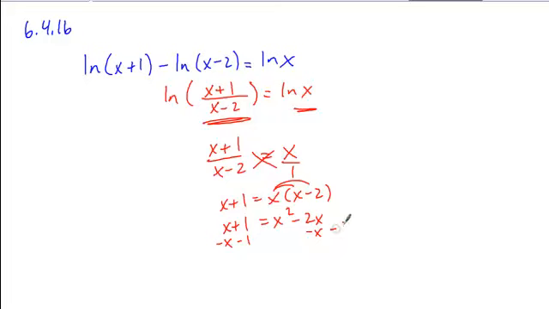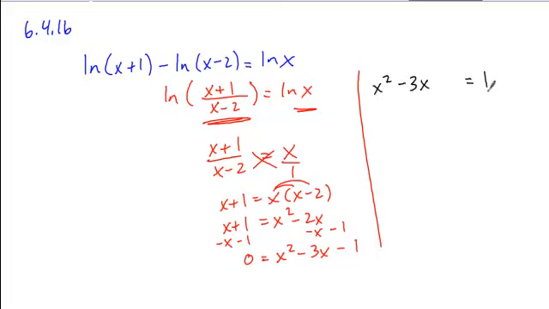Subtract an x and a 1 from both sides, and we get 0 is equal to x squared minus 3x minus 1. And so now it's just a matter of solving by quadratic formula or completing the square. Again, I'll complete the square here by moving the 1 to the other side. I take half of my b value and square that, giving me 9/4 that I add to both sides.